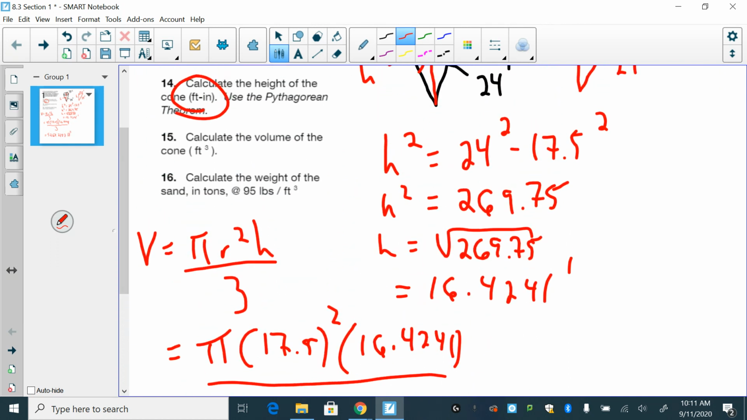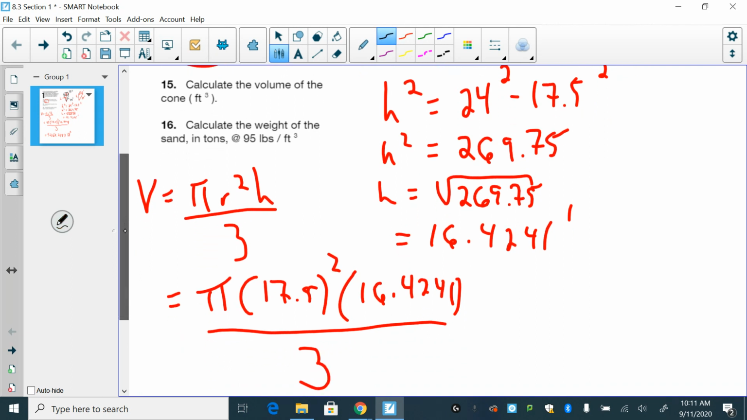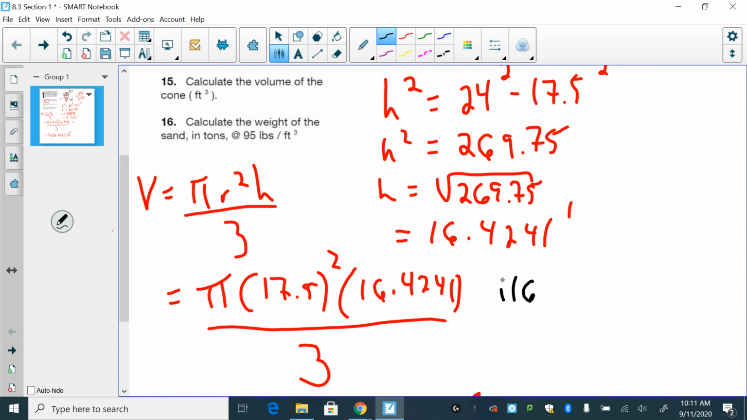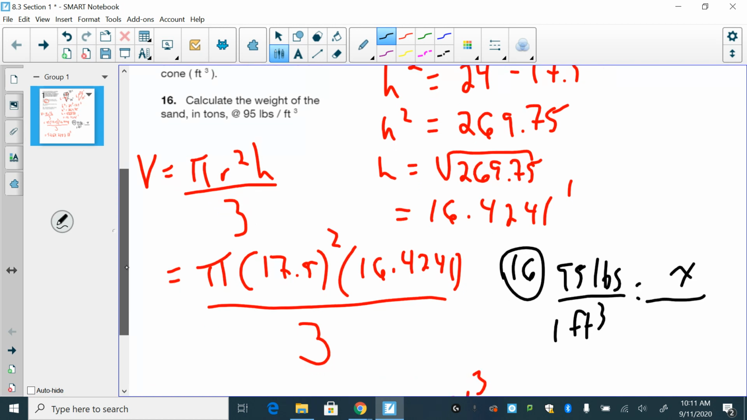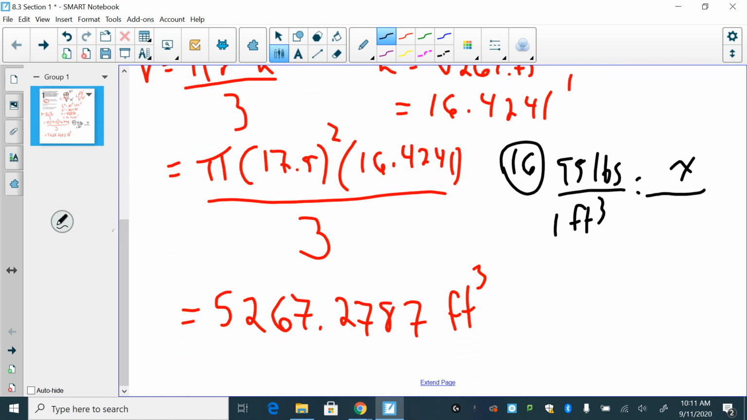Okay, so now I'm going to look at number 16. 16 says calculate the weight. It's 95 pounds for feet cubed. So what I'm going to do is first set up your ratio. So I've got for 16, I've got it's 95 pounds for 1 feet cubed. So I don't know the pounds. So that's going up in the numerator over, and I have feet cubed.